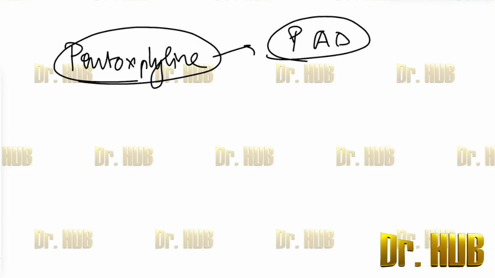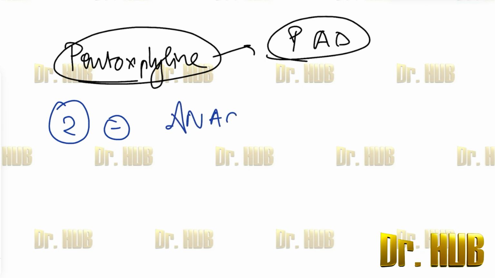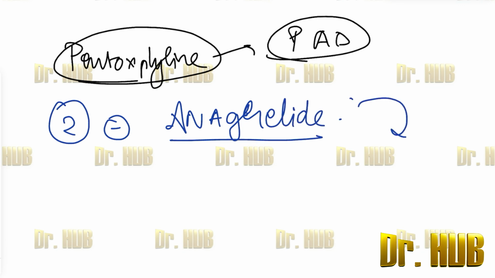Next, moving on to the PDE2 inhibitors. In the case of PDE2 inhibitors, there is anagrelide. This anagrelide is used in essential thrombocytosis.